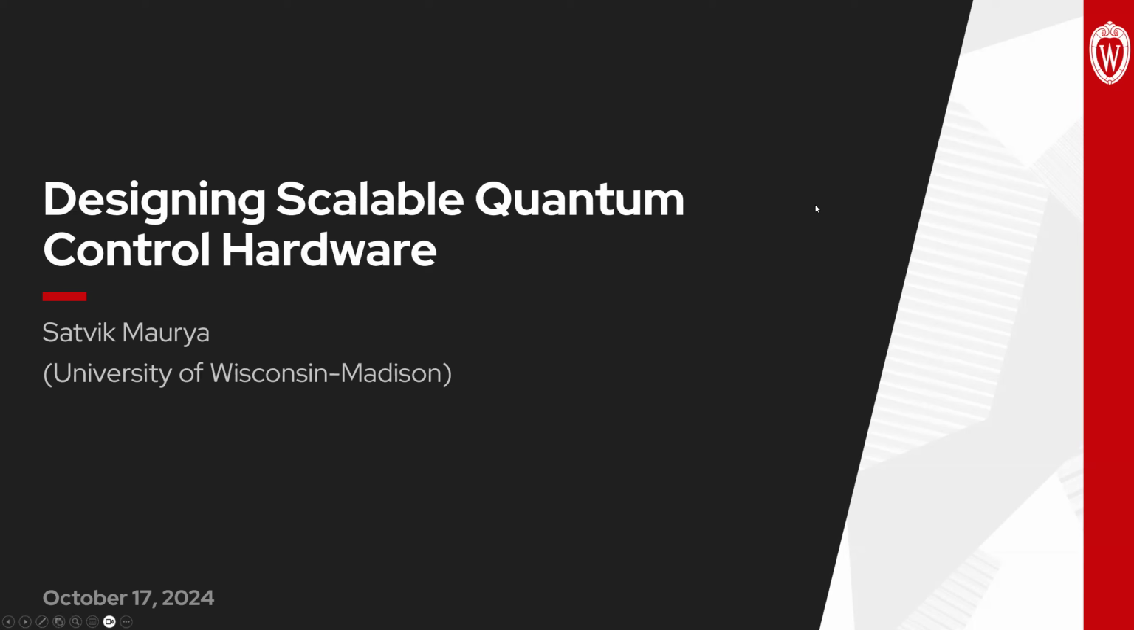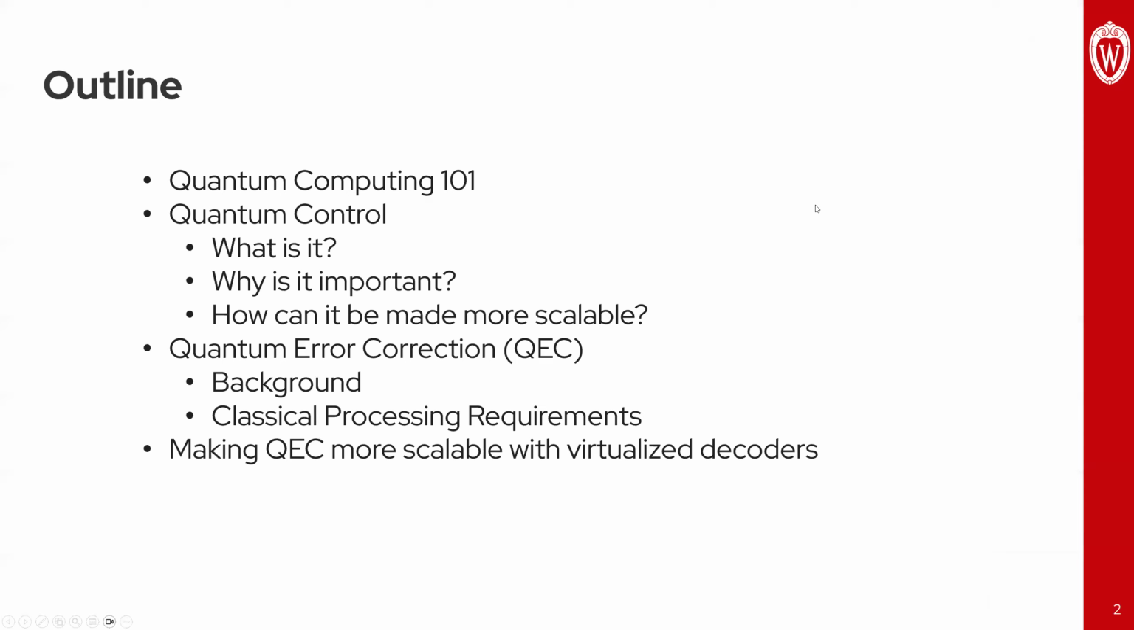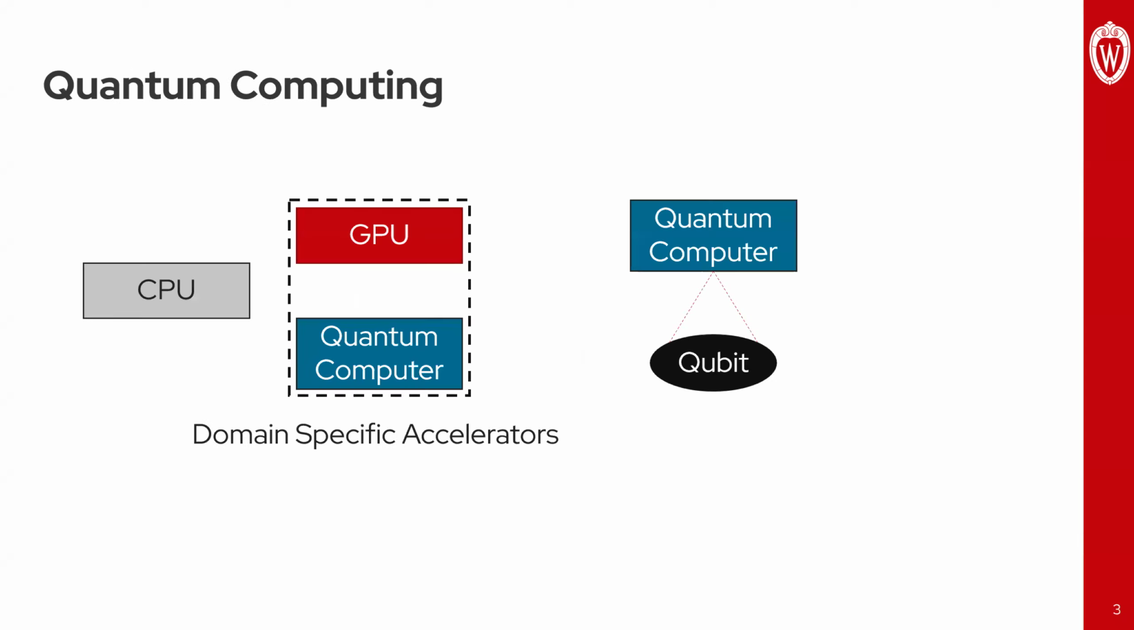So here is an outline of the talk. I'll start with a brief 101 on quantum computing for those who are unfamiliar with the field. And of course, I'll also talk about quantum control and what it implies for quantum computers. And then I'll move on to quantum error correction, which is the meat of this talk. And in particular, I will talk about how we can make the classical processing required for implementing quantum error correction cheaper by using virtualized decoders. All right, so let's get started.